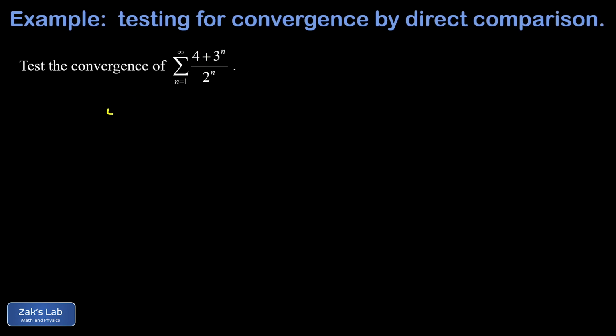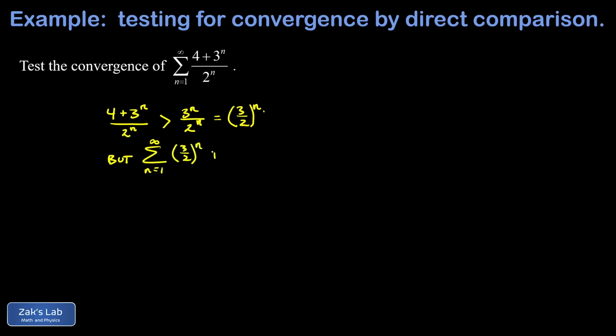So what I notice is that (4 plus 3 to the n) over 2 to the n is greater than 3 to the n over 2 to the n, which I could write as 3 halves to the n. But I know that the series 3 halves to the nth power is divergent. So I'll say, but the sum as n goes from 1 to infinity of 3 halves to the n diverges.